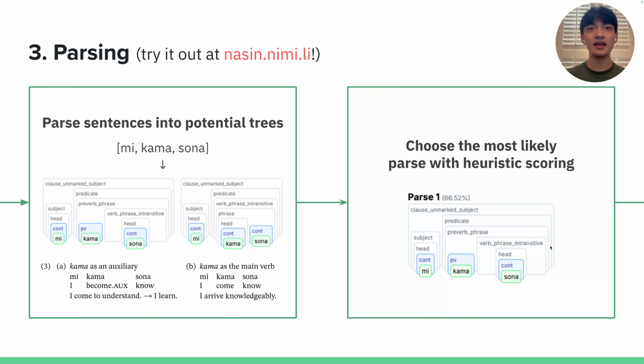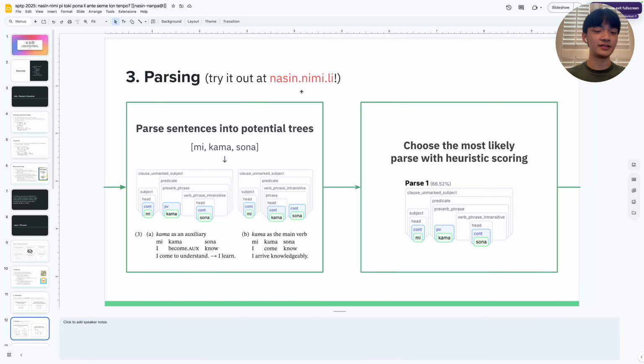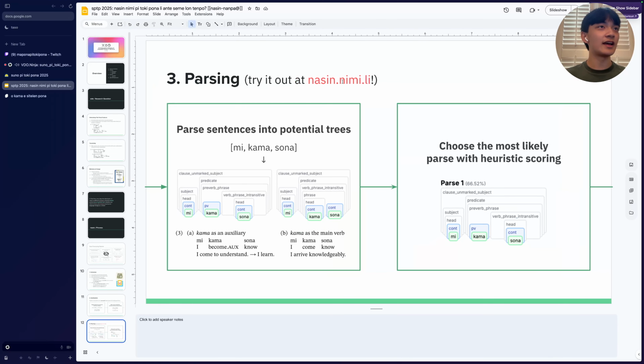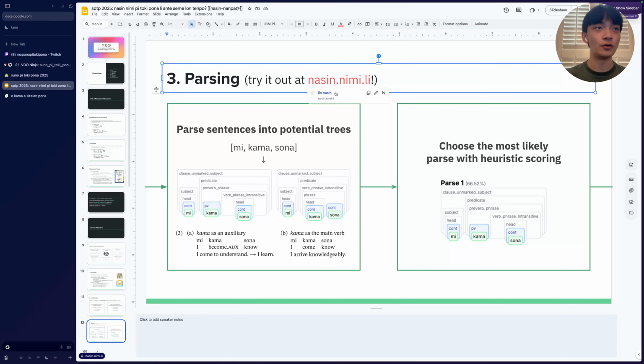Cool. Now, once I have the sanitization, I can go ahead and parse these sentences. This is probably where I spent the most time on this project. If I have a sentence, mi kama sona, and we feed it into this parser that I created, it will generate all the possible trees that correspond with a sentence. You can actually look at a demo of this at nasin.nimi.li.